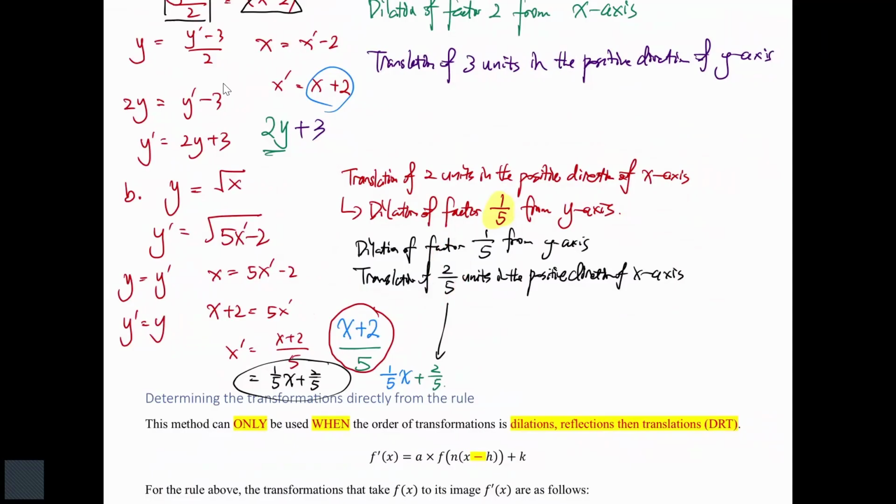And this is the end of mapping method. In the next part of the video, I'll teach you how to determine transformations directly from the rule by some observations, but I do not recommend you to do it unless you completely master the method of mapping, because it's very risky and very easy to make mistakes when you determine transformations by observation straight away.